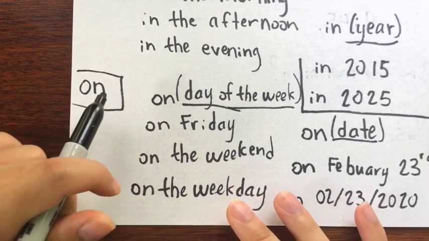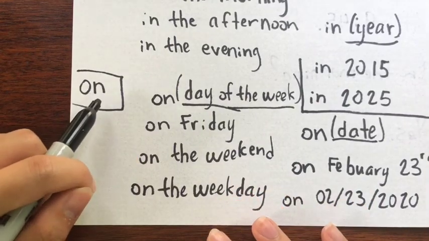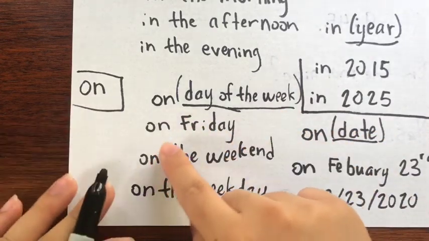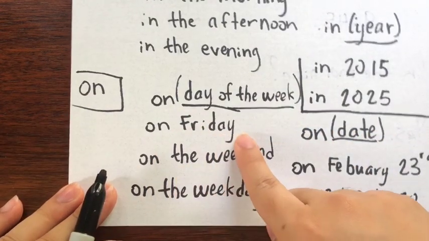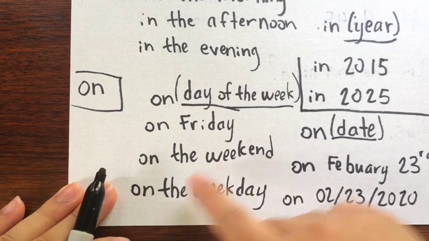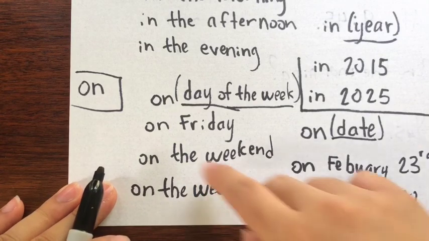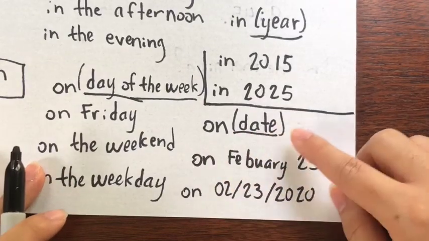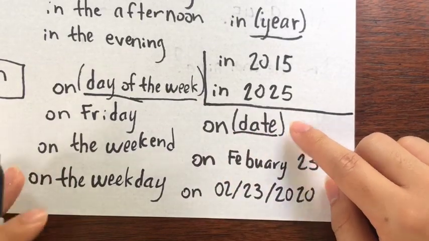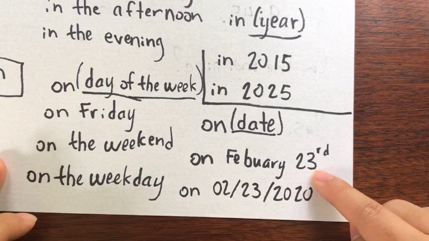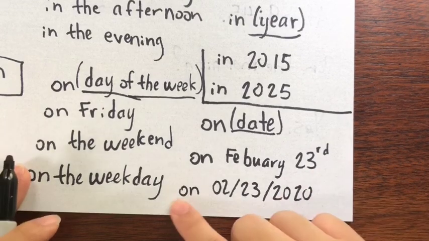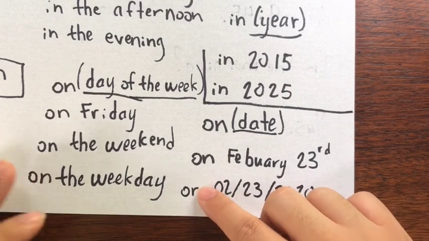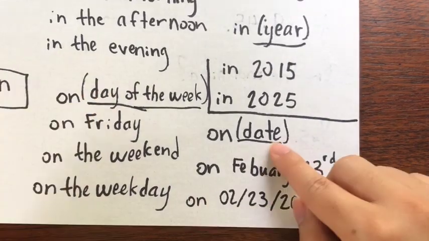Next, we have on. We use on for days. So for any day of the week, we say on. On Friday, on Monday, on the weekend, on the weekdays. We use on for days of the week. We also use on for the date. So we say on February 23rd or on February 23rd, 2020. We use on for days and for the date.